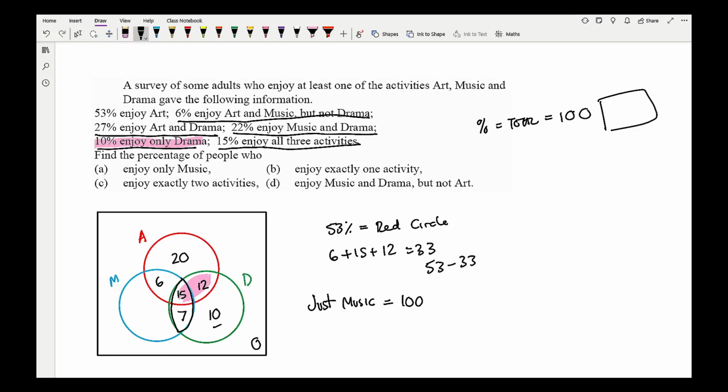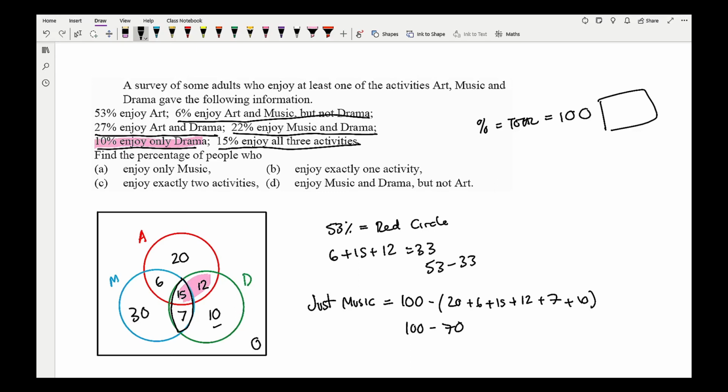Now if I add up all the numbers, here I've got 20 plus 6 plus 15 plus 12 plus 7 plus 10. Working that all out, I've got 20 plus 6, which is 26, plus 15 plus 12 plus 7 plus 10, and that comes up to a total of 70. So I've got 100, take away 70, which adds up to 30.